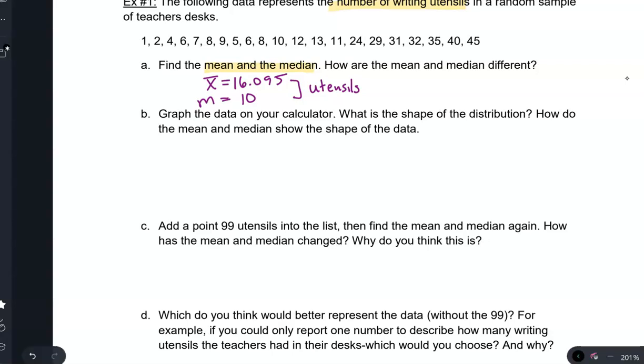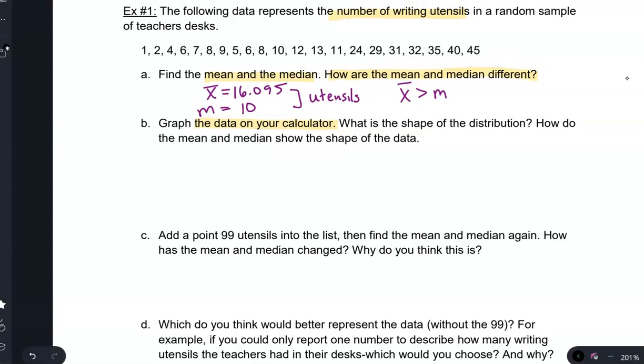Okay, we're going to then graph the data on our calculator. Oh, I forgot to answer the follow-up question. So how are the mean and median different? So we notice that the mean X bar is greater than the median. So we're going to kind of go into that. So why is it that the mean and the median are different here? Okay, if they're both measures of center, shouldn't they both be at the center of the data?